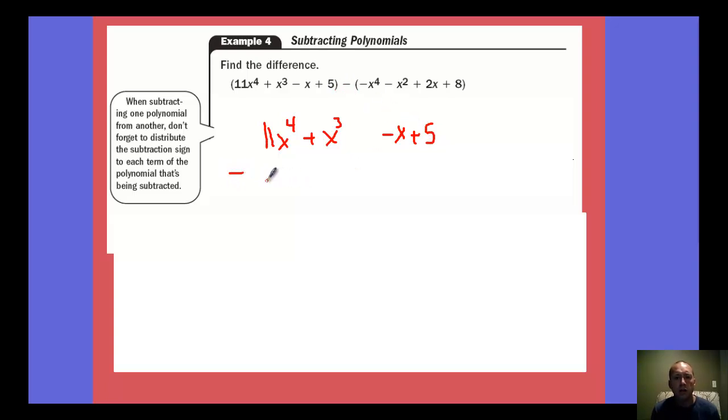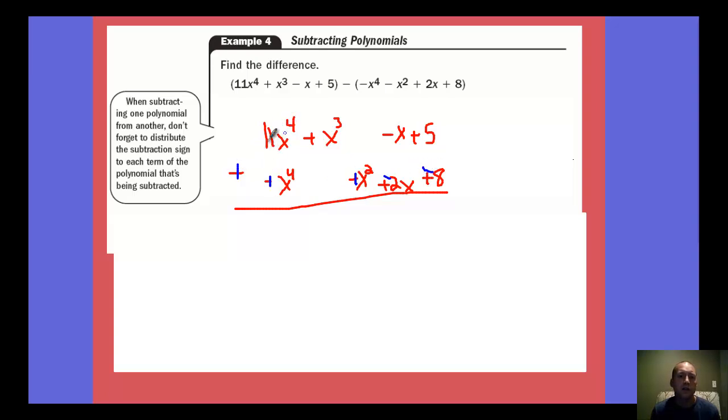We're going to subtract a negative x to the fourth. Then we have a minus x squared plus 2x plus 8. So now vertically, when we look at this, we can subtract the vertical like terms. We can also add the opposite, which tends to help people with basic math or the signs.